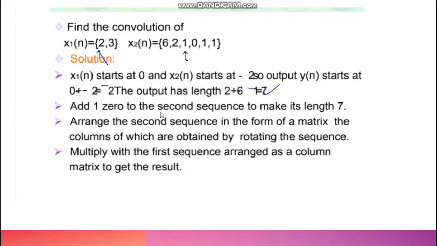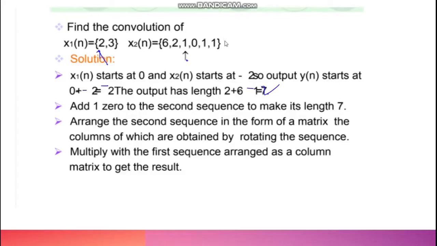So add one 0 to the second sequence to make it length 7. You have to make the second sequence the length of the output. If in another case the output length is 5 and your second sequence is only of length 3, then add just 2 zeros to the second sequence. Here the length of the output is 7.